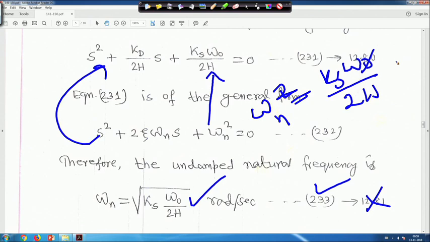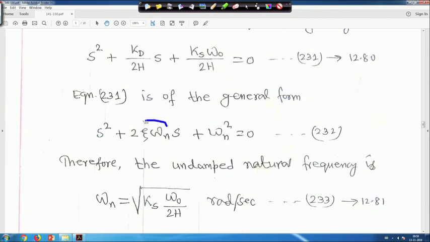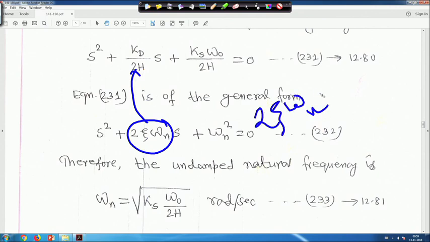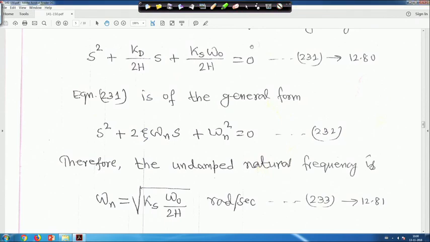Another thing is that this term is analogous to this term, that means 2 xi omega n is equal to K d upon 2 H. From which omega n is known, and if you substitute omega n you will get the value of xi, which I have written in the next line.